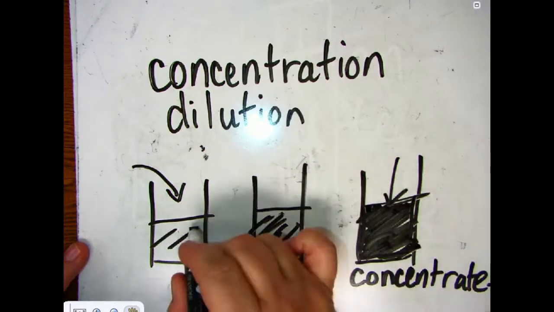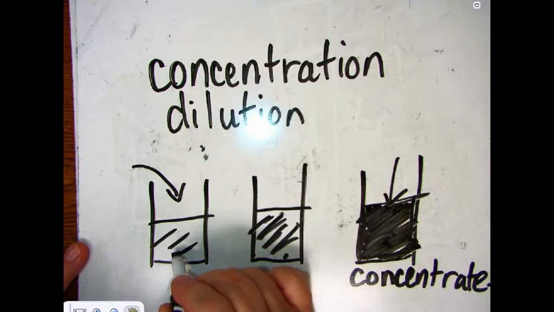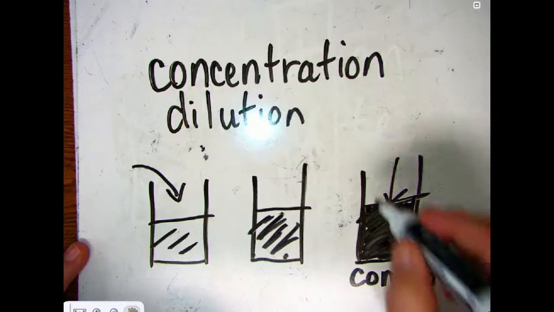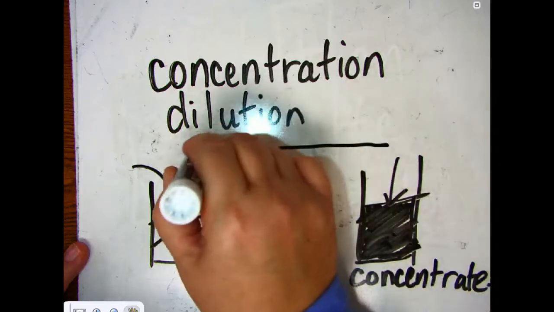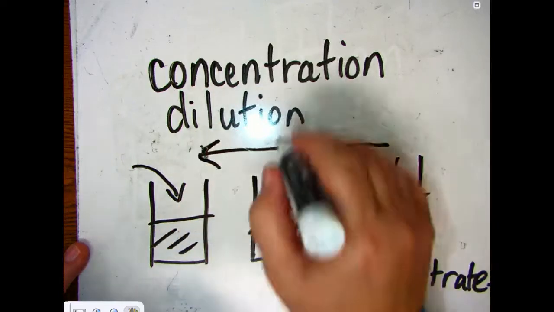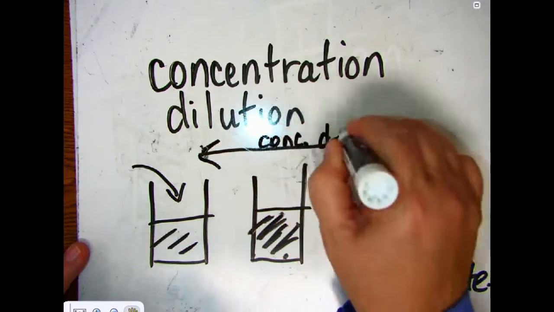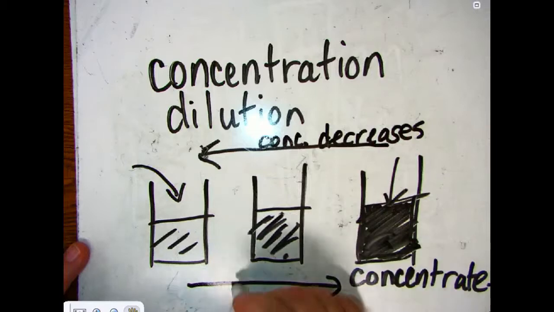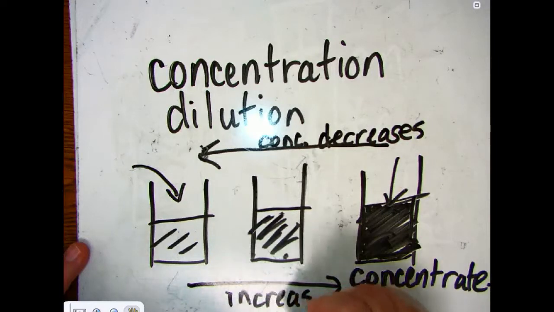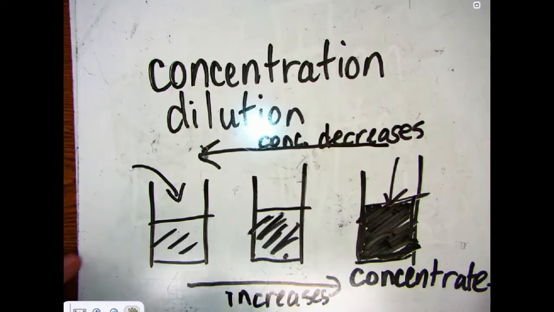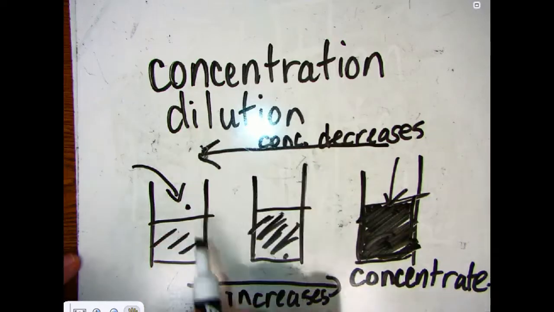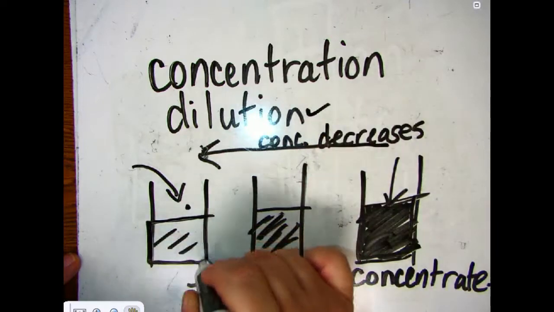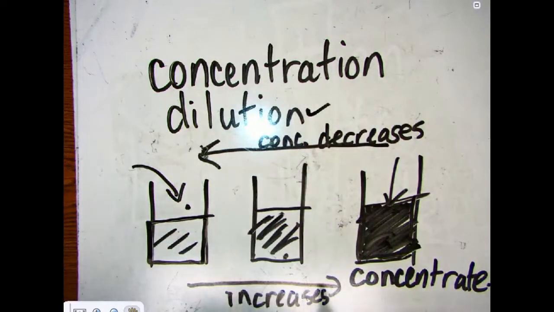Okay? So for this one over here, this one has very little solute, so it's not very concentrated. So as we go from this end to this end, the concentration decreases. And then as we go from this end to this end, the concentration increases. Okay? So what we can say is this solution is more dilute. And what you need to understand about dilute is that there is more solvent per gram of solute.